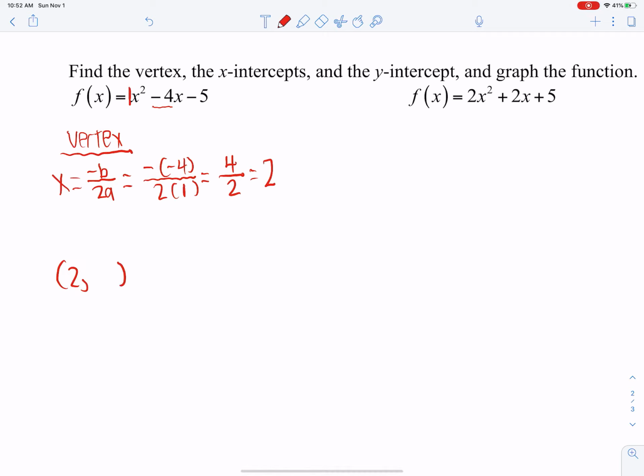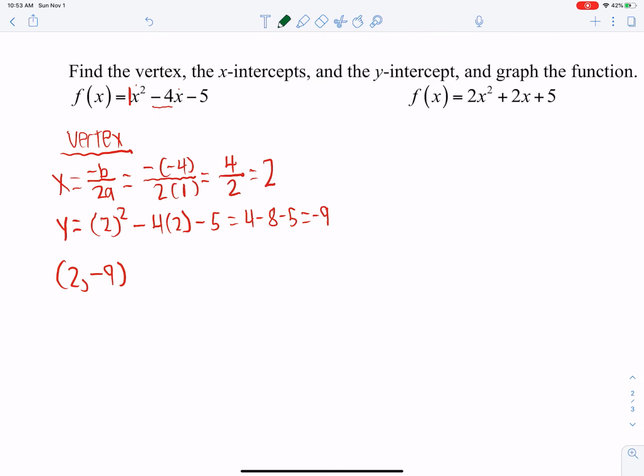We still have to figure out what the y value is. To do that, we're going to plug 2 in for x in the original function. So instead of x squared, we have 2 squared. Instead of -4x, we have -4 times 2, and then we have -5. So this would be 4 minus 8 minus 5. We end up with -9, like that. So 2, -9 is our vertex.